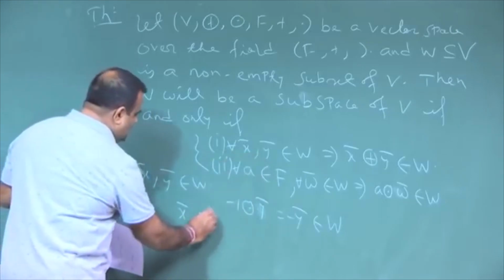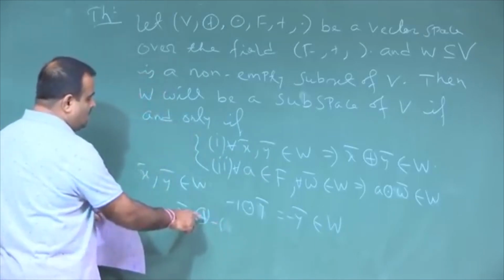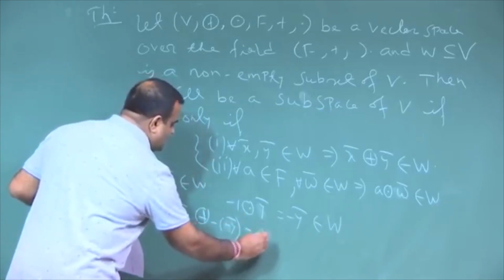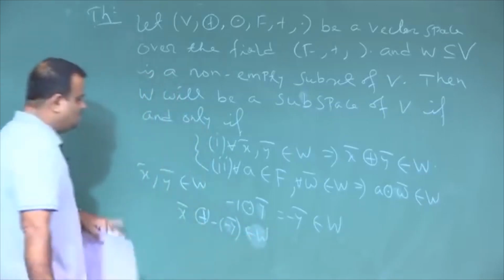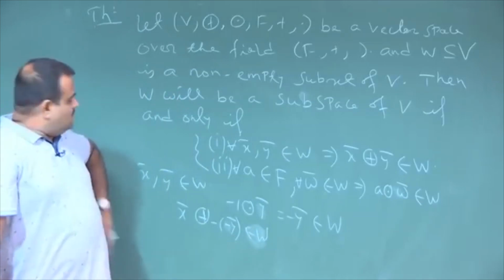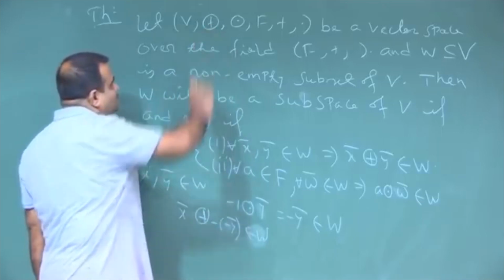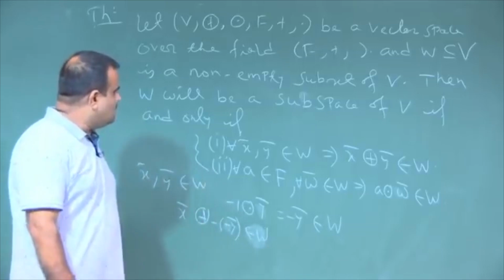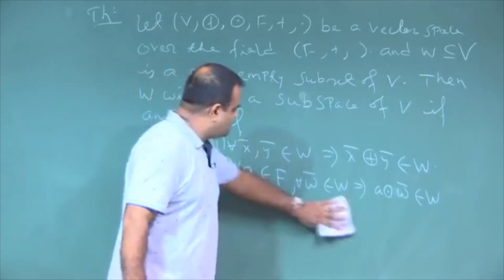So, x bar with minus y bar, sorry, this is called vector addition. This belongs to W. So, that means this is a necessary and sufficient condition. So, that means W is a subgroup under this operation. So, this is a necessary and sufficient condition for a subset to become a vector subspace.